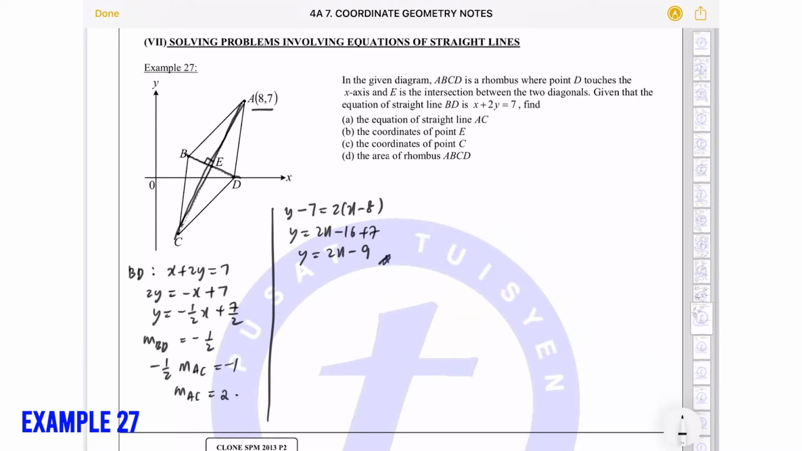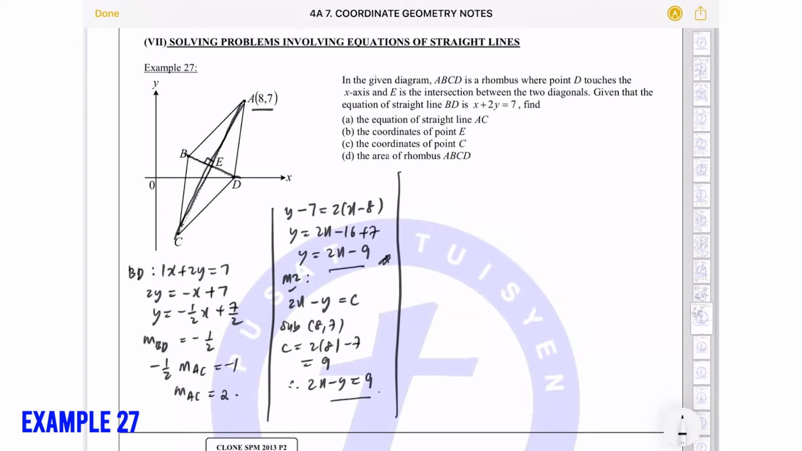Now you can also use the method I taught you, interchanging your x and y. The coefficient of x here is 1 and the coefficient of y is 2, so I switch the positions and it becomes 2x and y. The plus sign changes to minus. You let this be c. When you substitute 8 and 7, c is 2 times 8 minus 7, which is 16 minus 7, which is 9. So your equation is 2x minus y equals 9. Notice they are actually the same answer. So I've got the equation of AC.